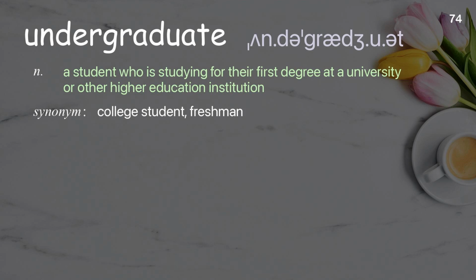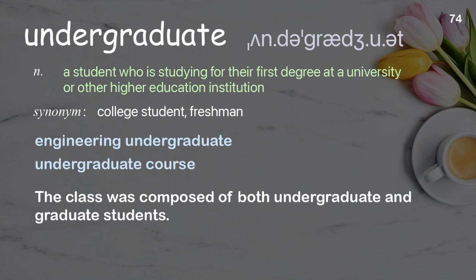Undergraduate. A student who is studying for their first degree at a university or other higher education institution. Examples: Engineering undergraduate. Undergraduate course. The class was composed of both undergraduate and graduate students.